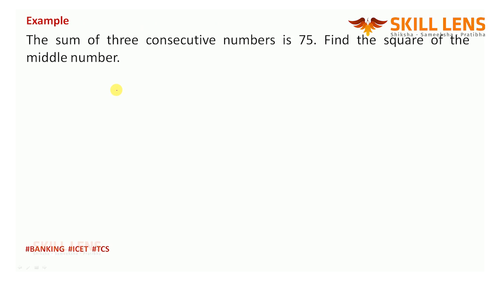These types of questions have been asked in TCS, ICET and banking. Try to understand the question. The sum of three consecutive numbers is 75. What does consecutive mean? 1 by 1. 1, 2, 3 are consecutive numbers. Like that, there are three numbers whose sum is 75. Find the square of the middle number. So point number 1, you should know the meaning of consecutive. 1, 2, 3, 4 are consecutive numbers. Like that there are three. We don't know what the numbers are.